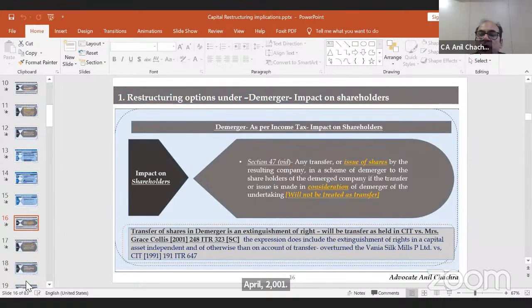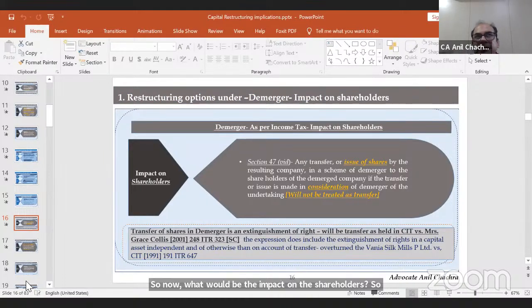So now, what would be the impact on the shareholders? Yes, the transfer of the shares by the shareholders in the demerged company to the resulting company will be treated as an extinguishment of rights, as defined in the Grace Collis judgment. The same will be applicable for the demerger side as well.